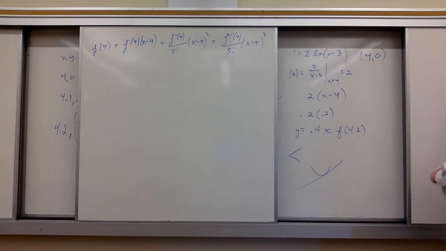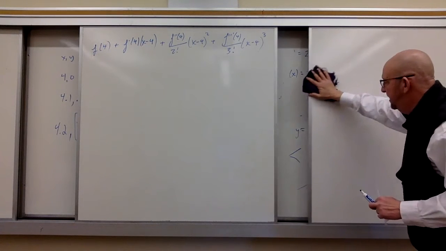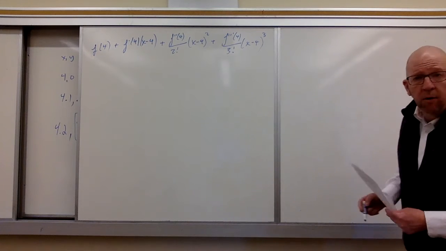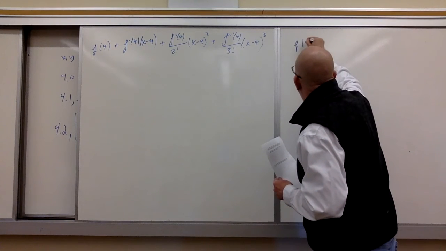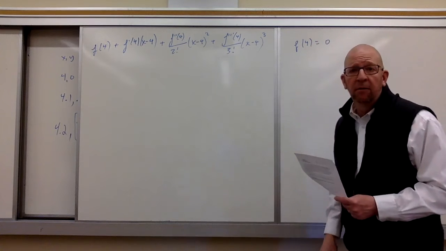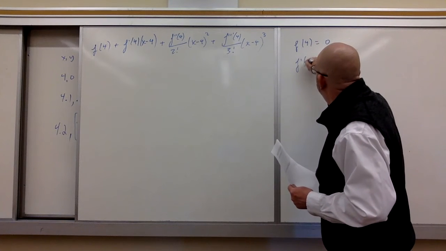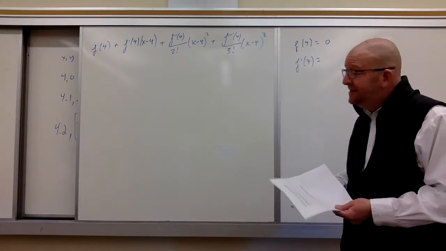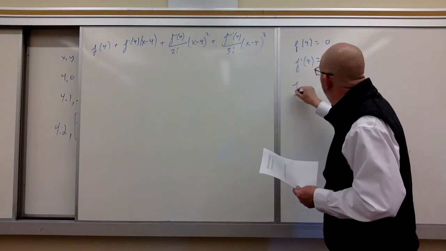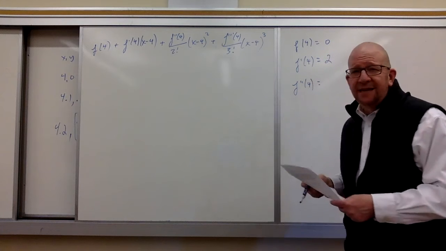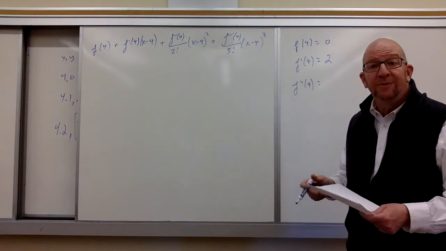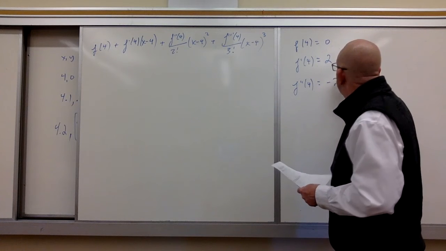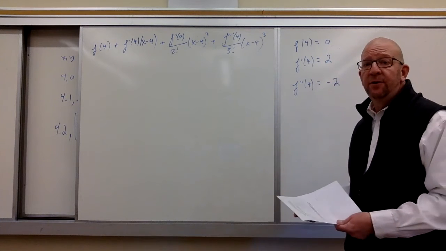Let's set it up over here, and let's calculate those values. So here we go. What do we know? We know f of 4. Well, we've already calculated that to be 0. What about f prime of 4? Well, f prime of x was 2 over x minus 3, remember? That's 2. How about f double prime of 4? We calculated that second derivative already. That was negative 2 times (x minus 3) to the negative 2. So that's negative 2.